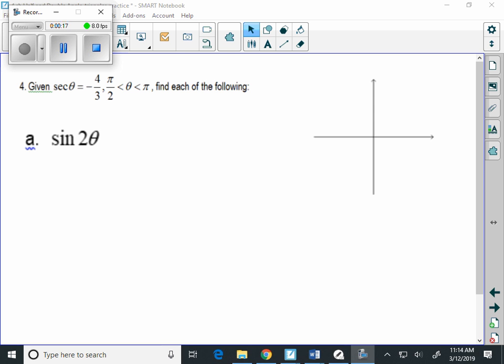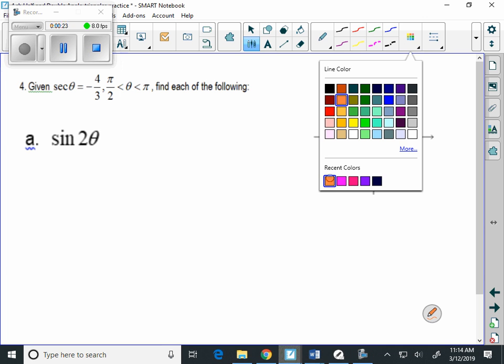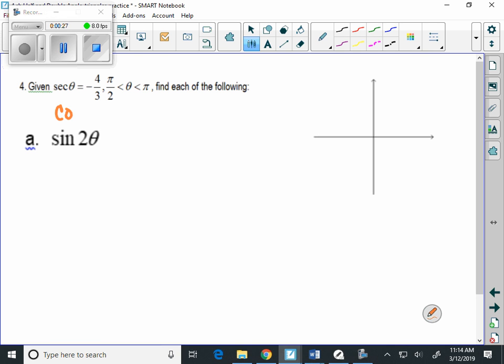But I don't know about you, I like to convert secant of theta. So instead of secant of theta, I'm going to write it in more familiar terms of cosine theta, because secant theta and cosine theta are reciprocal functions. So we're going to take the reciprocal: negative 4 thirds becomes negative 3 fourths.